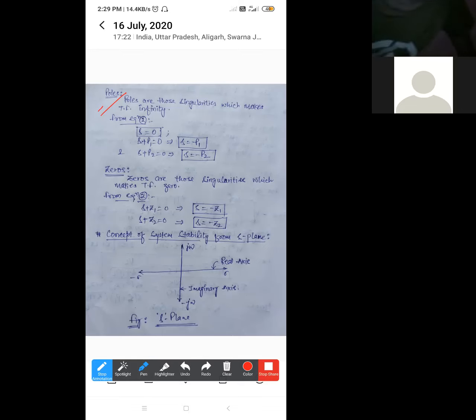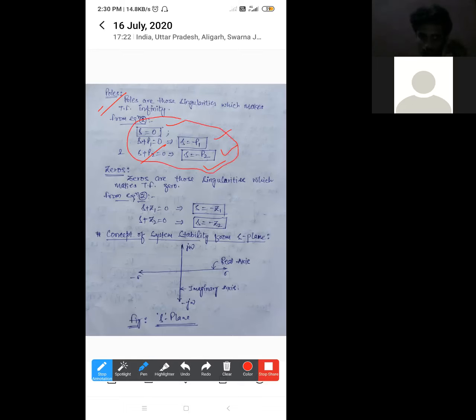So from the previous relation we can see that s equals 0, and s plus p1 equals 0, which gives us s equals minus p1, and s plus p2 equals 0, which gives us s equals minus p2. So we have three singularities: s equals 0, s equals minus p1, and s equals minus p2. These three singularities, 0, minus p1 and minus p2, make the value of the transfer function infinite. That's why these three singularities are known as poles of the transfer function, right?